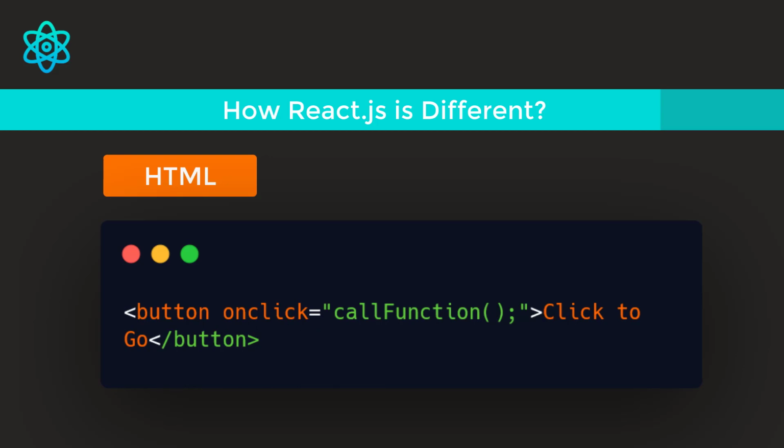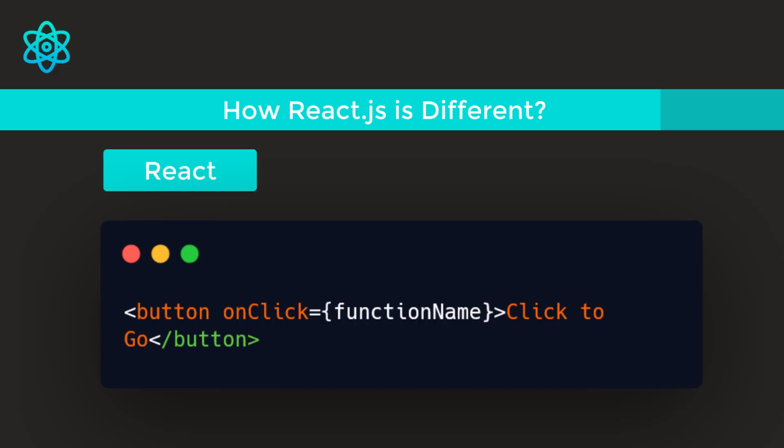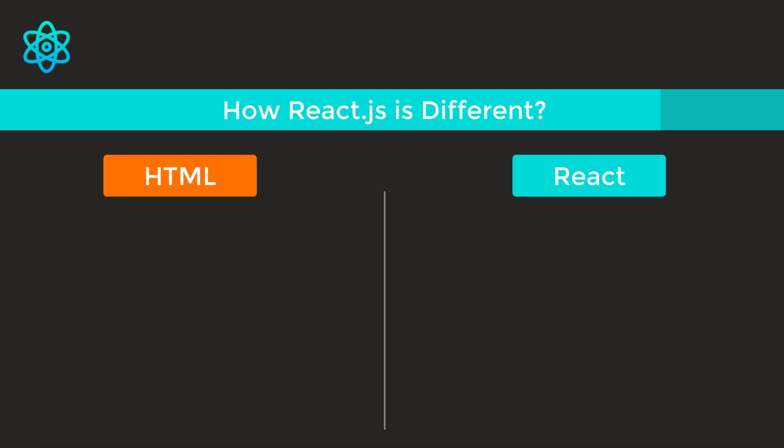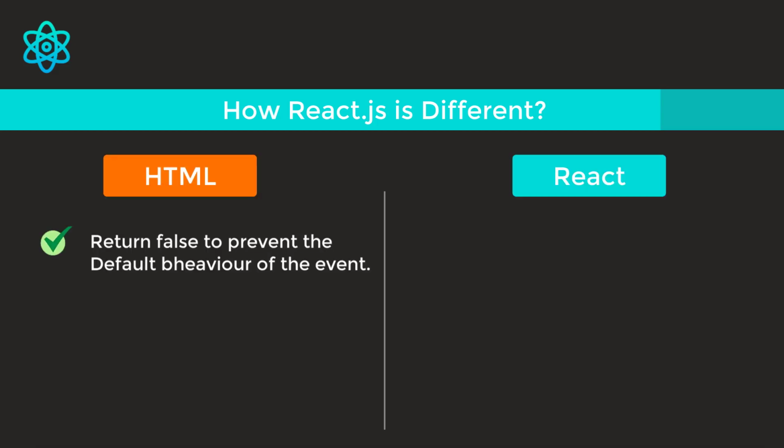In HTML we pass a function or the event handler as a string, while in JSX we pass the function as the event handler. In HTML, we can return false to prevent the default behavior of the event. But in React, we must call prevent default explicitly.